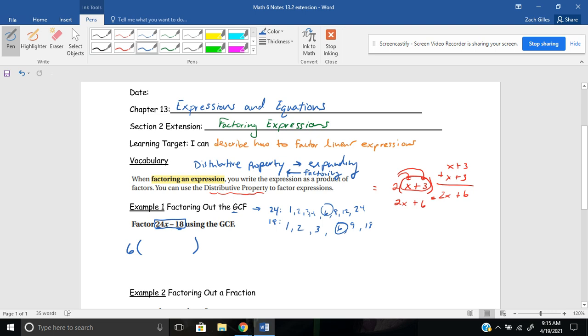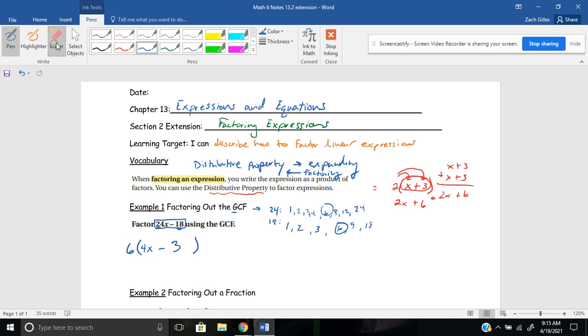So then all I have to do is divide my first term by 6 and divide my second term by 6. So 24x divided by 6, well, 24 divided by 6 would give me 4. So 4x, if you took 24x and divided by 6, you get 4x. Minus, we're subtracting, what's 18 divided by 6? Well, that would give you 3.